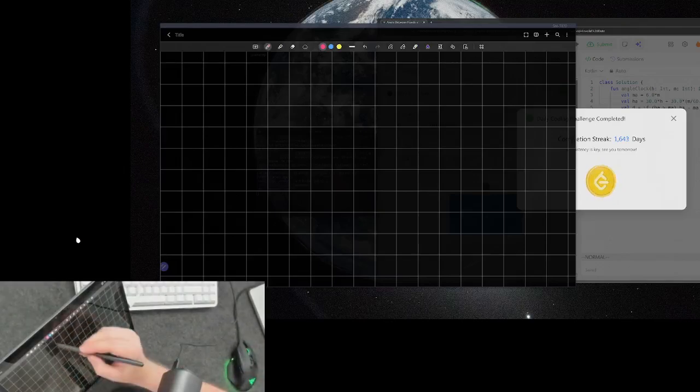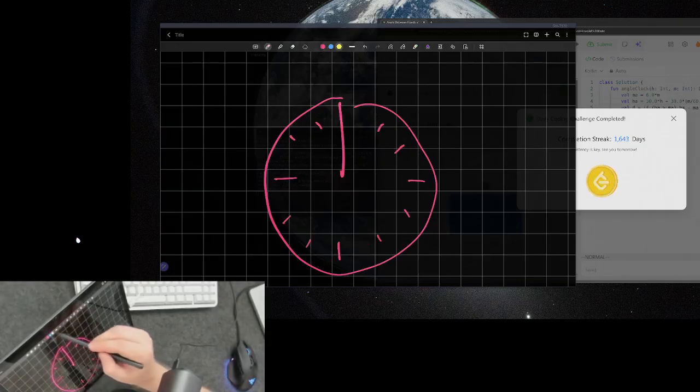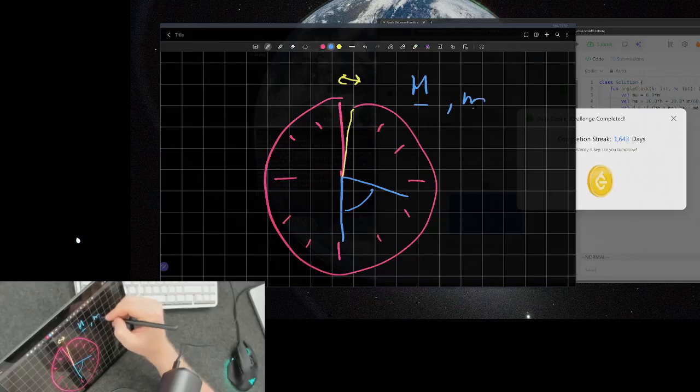So we have a clock with hours and the minutes. And we want to find the angle between the arrows. For example, like this. And we're given hours and minutes as integers.